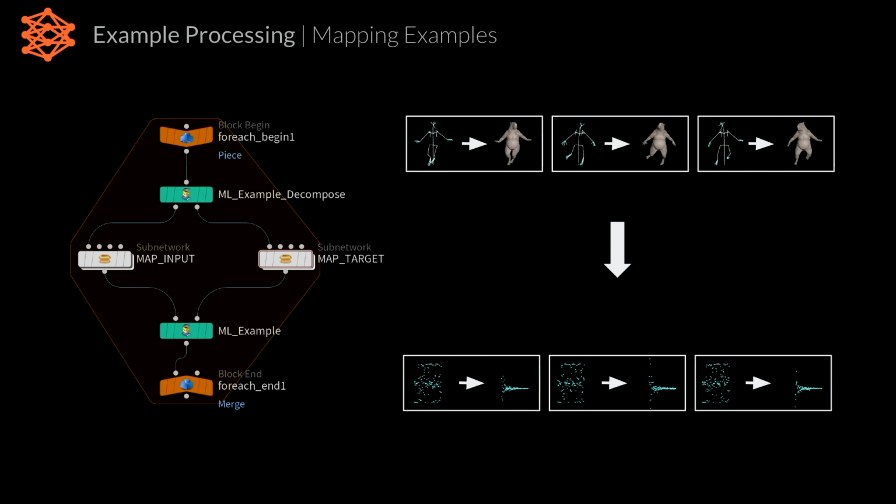Another commonality is mapping of examples. This is from the ML deformer example. At the top, we see skeletons being paired with deformed skins, but that's not the representation we need. We need matrix coefficients of rotation matrices, and we need blend weights. So we need to do a conversion. We go over all these examples, and we map the input and the target for all of them using a for loop like this. First we pick apart the existing labeled examples using ML example decompose, and then we combine them again using ML example.